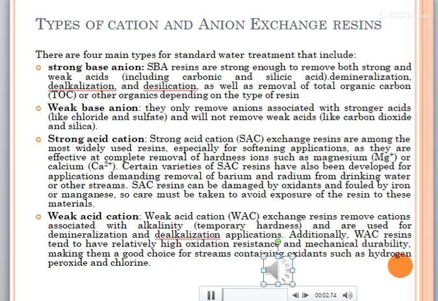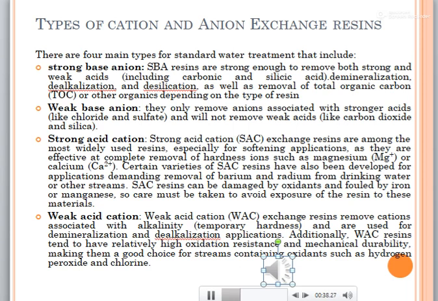There are four main types of standard water treatment resins: strong base anion resin, weak base anion resin, strong acid cation resin and weak acid cation resin. Strong base anion resins are strong enough to remove both strong and weak acids, including carbonic acid and salicylic acid. Demineralization, dealkalization, desilication, as well as removal of total organic carbon or other organics, depending on the type of resin, are performed using strong base anion resins.